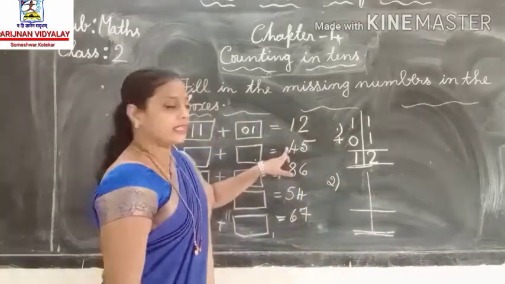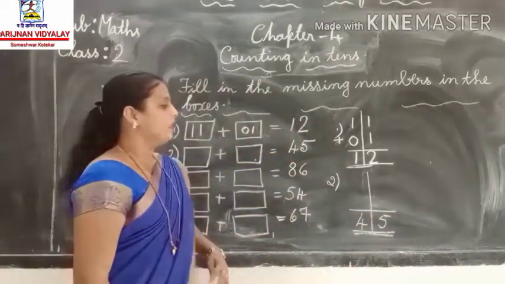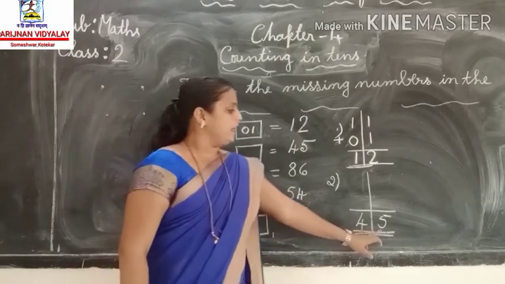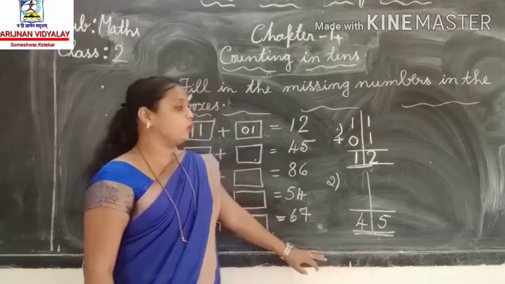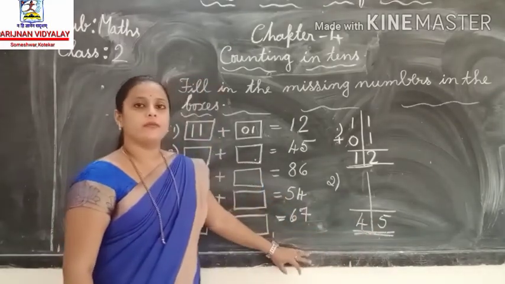Here 4 is in tens place and 5 is in ones place. Now look at the ones place. Here it is 5. Your answer should be 5. Can you tell me which are the two numbers you are going to take to get the answer 5?